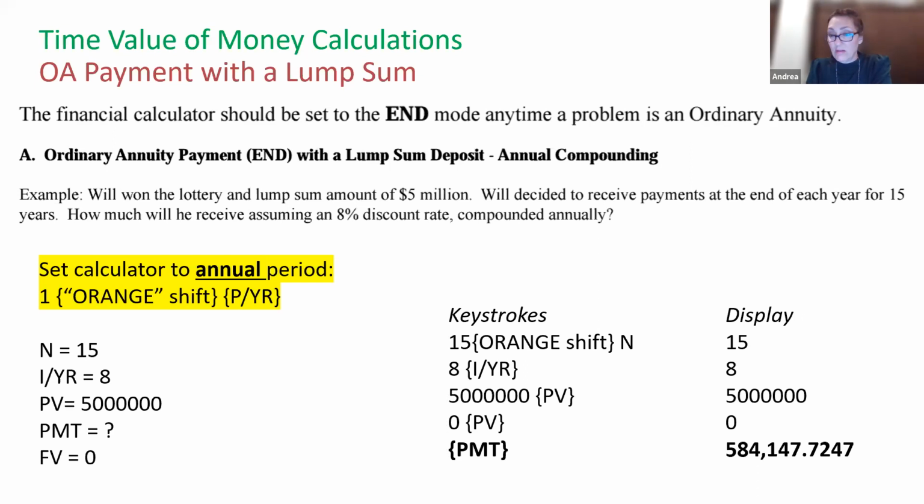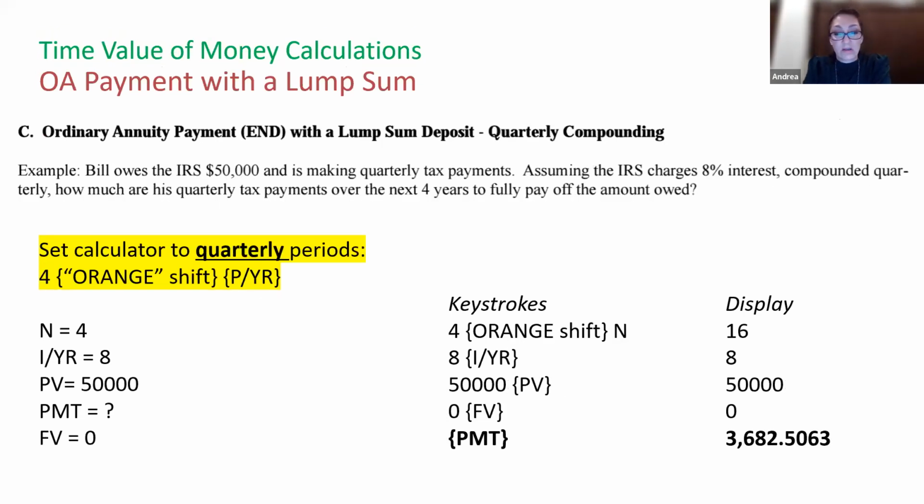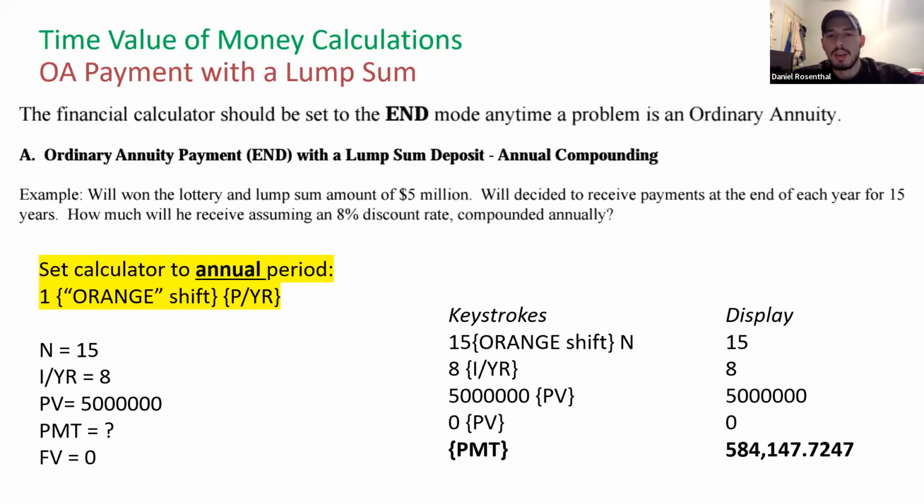Everybody okay with that? Let's go look at the quarterly. Yes, go ahead. A question. So the very last step where it says PMT, do you type in 0 PMT, or are you just clicking on the PMT button in order to get the actual answer? Yes, you're solving because you're looking for payment here. So in the other questions when we were solving for present value or future value, in this case, you're solving for payments. So the only thing you'll be plugging in are the first three, the 15, the 8, and the 5 million, and you're solving for payment.